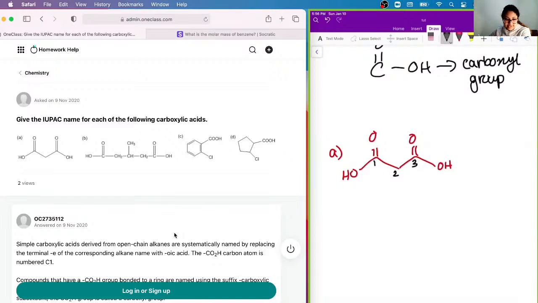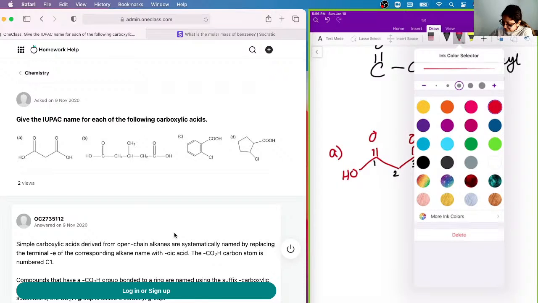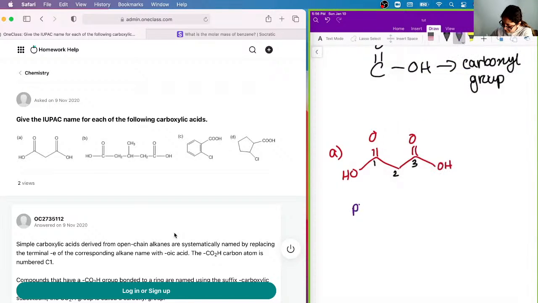Since we have 2 carboxylic acids, it would be di, and it says to replace the terminal E with an oic acid. So therefore we have propanedioic acid.